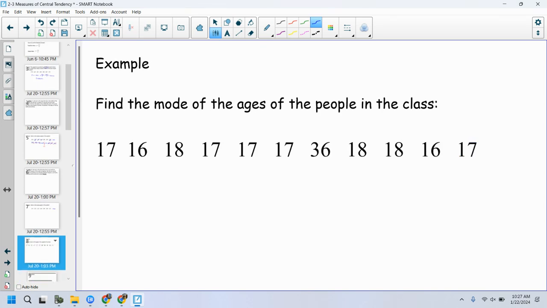Find the mode of the age of the people in the class. Okay, I've got a 17, a 17, a 17, a 17, 17. Looks like 17, right? Okay, that's easy. Why did I have that example in there? Was there a reason for that? Did I have like a note to myself to talk about something? Nope. Okay, I need to take that out because that's stupid easy.